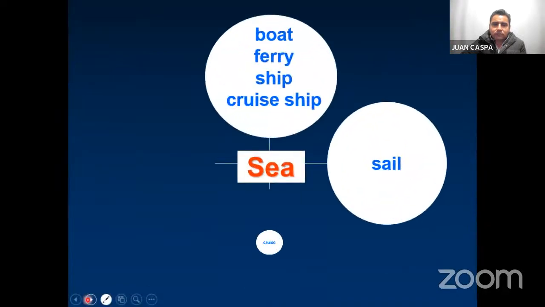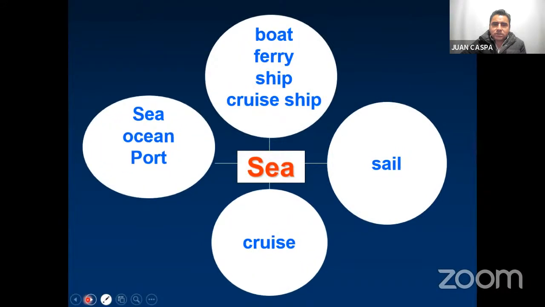And then we have these ones: sea, boat, ferry, ship, cruise ship. Okay, and in the sea, of course, we're gonna find a boat, a ferry, a ship, and a cruise ship. These are some kind of transportation systems also in the sea. The sail, the cruise, and the sea, the ocean, and the port.